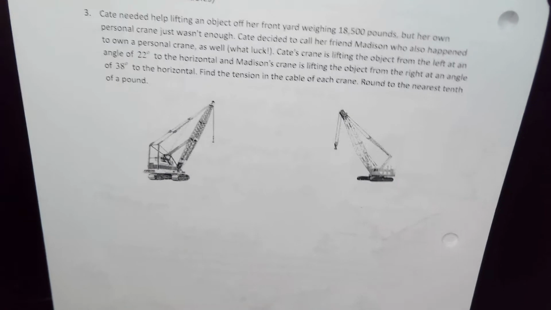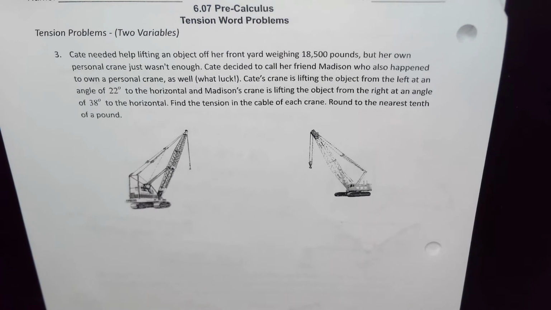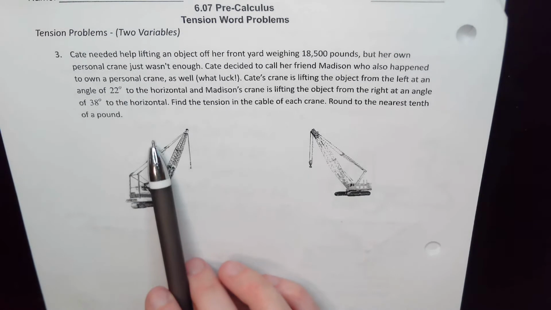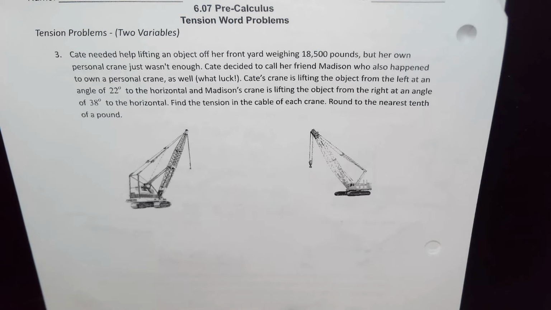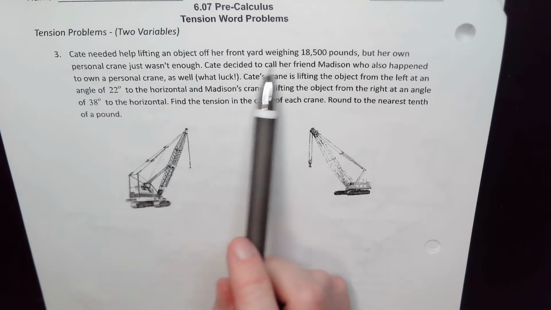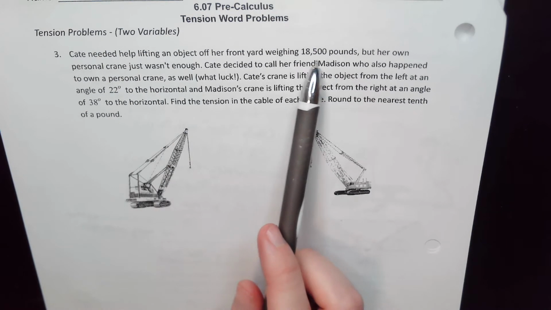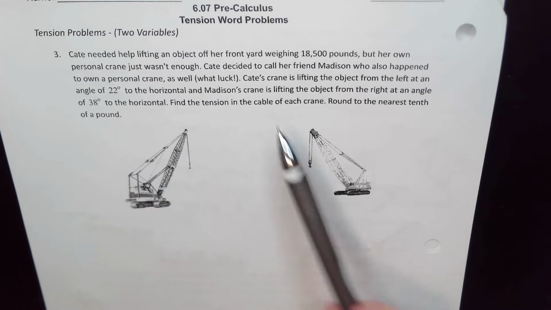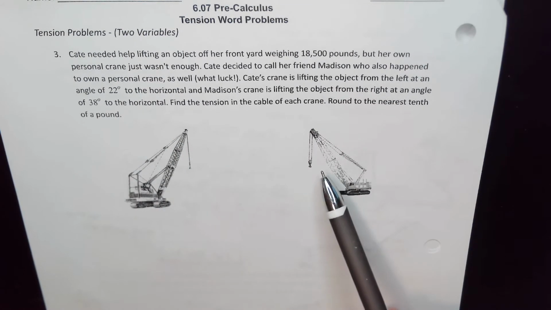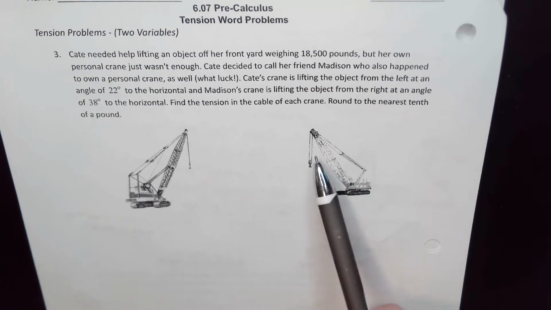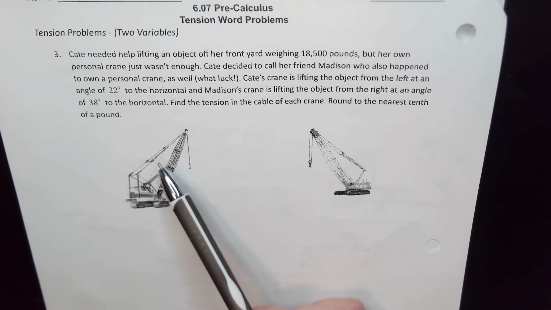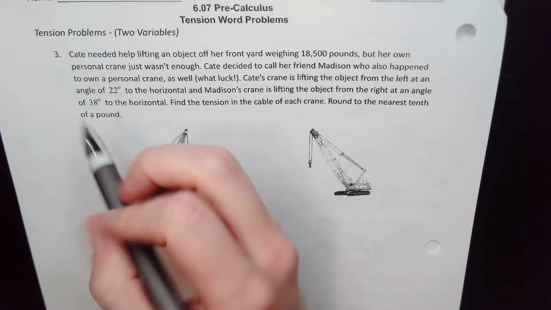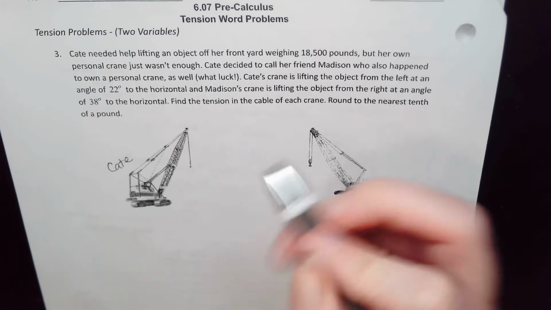All right, pause the video here and read the problem. All right, so we've got Kate needs help lifting a weight of 18,500 pounds, but her own personal crane is not enough, so she calls Madison, who also has a personal crane, luckily, and Kate's crane is lifting the object from the left, so over here we have Kate, and then over here we have Madison.